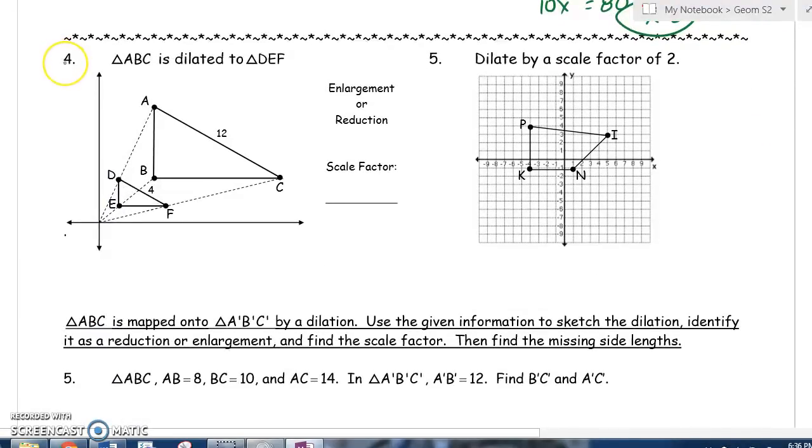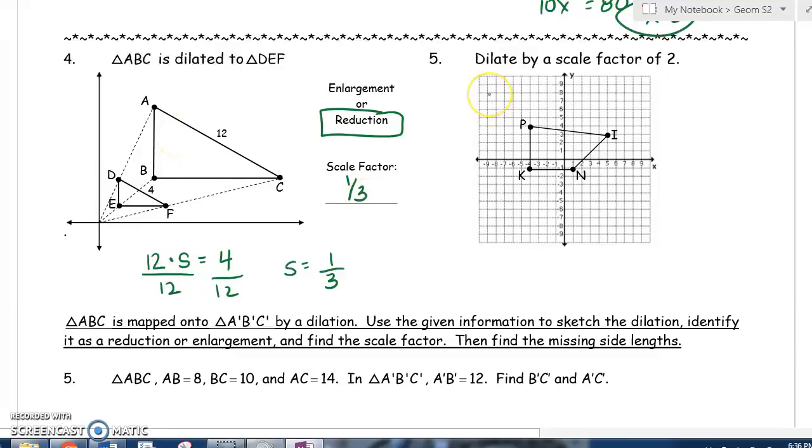For number 4, this kind of is old stuff as well, but we've got triangle ABC is dilated to triangle DEF. You can see that we're starting with ABC, we're ending up with DEF. It's obviously getting smaller, so that's called a reduction. As far as the scale factor goes, remember we use S. You start with the original side, like 12, you multiply it by S, and it becomes a 4. So we want to know what we're multiplying 12 by to get 4. When you divide by 12 to get S by itself, you get 4/12, which is 1/3. So the scale factor is 1/3, meaning that the triangle is becoming 1/3 the size of the original.